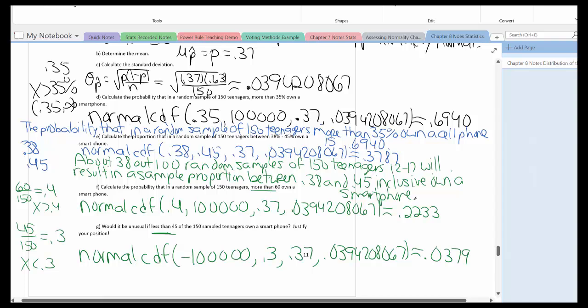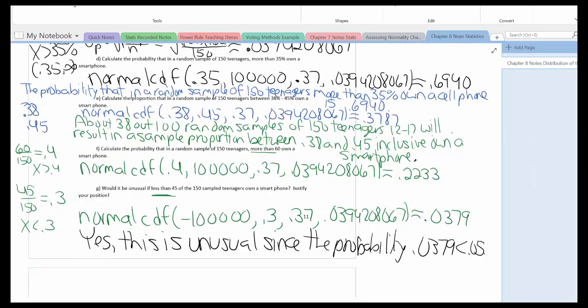So is this unusual? Well, since the probability is less than 0.05, the answer to that is yes. So let me write that out. So yes, this is unusual since the probability, which is about 0.0379, is less than 5/100ths.